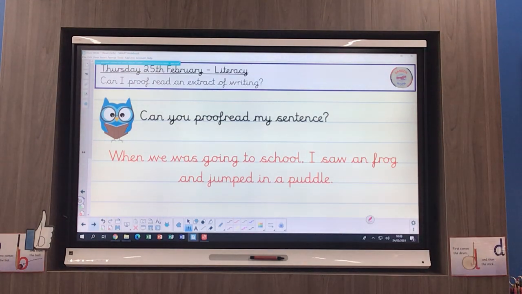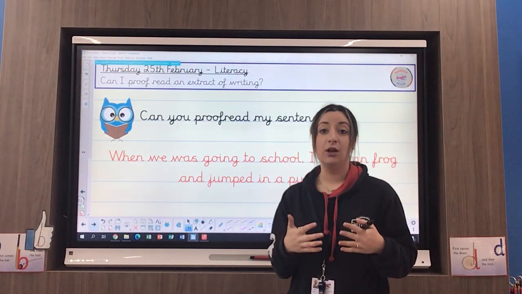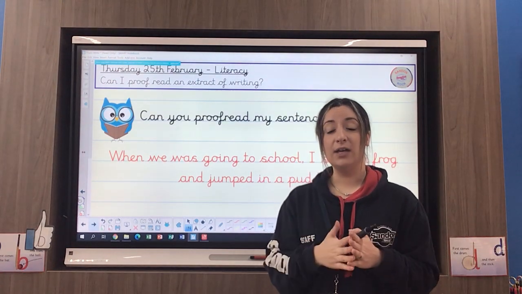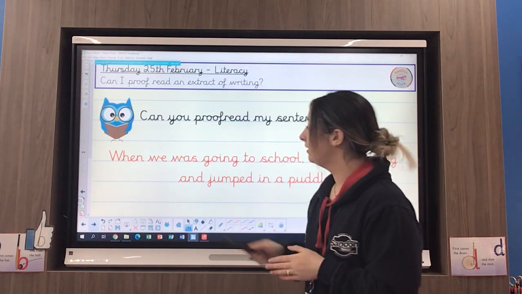When we was going to school, I saw an frog and jumped in a puddle. Now think back to what I was saying earlier on in the lesson with tense. Okay, we need to make sure we are maintaining the correct tense.